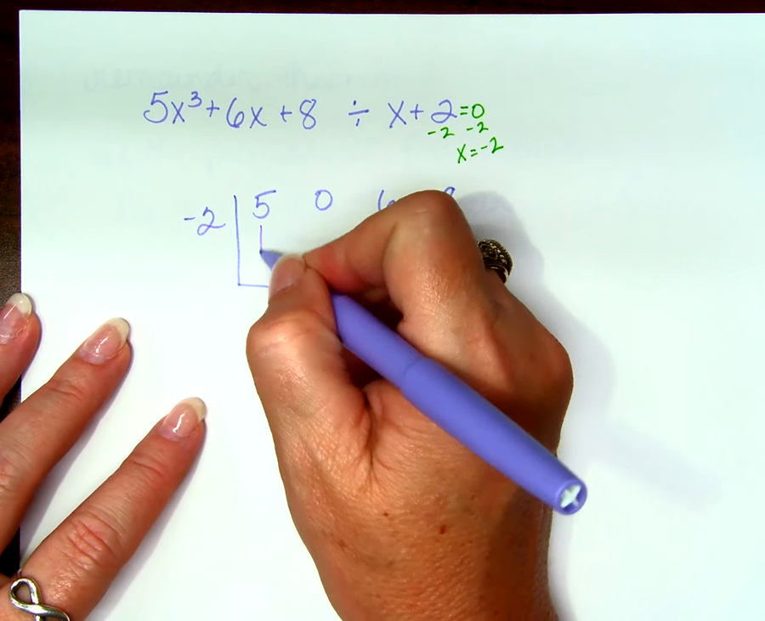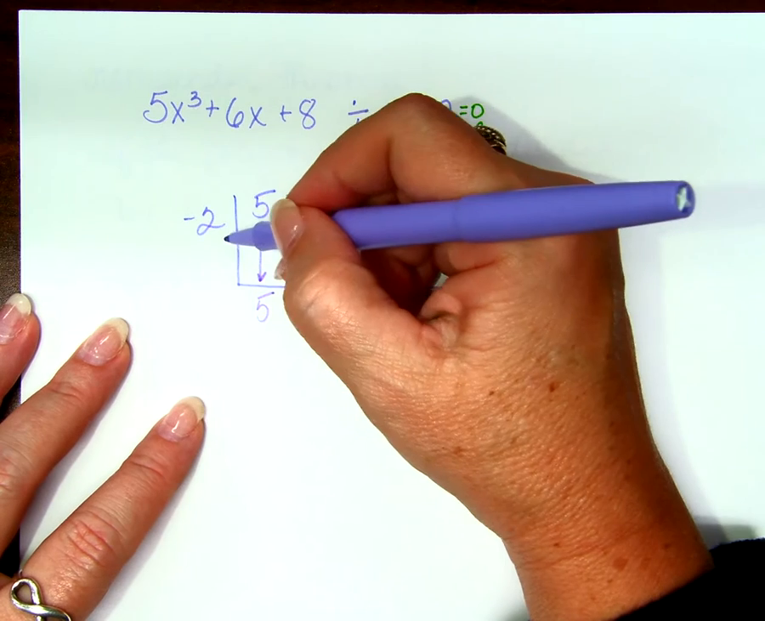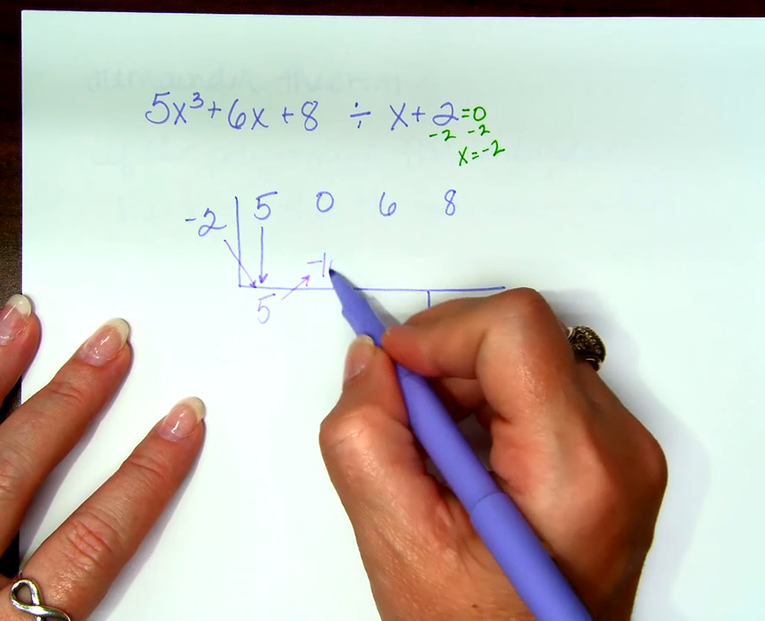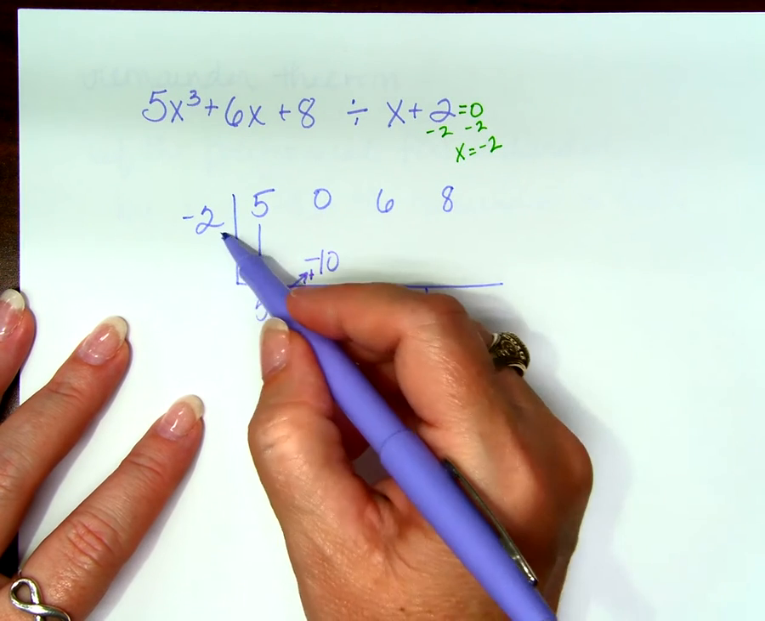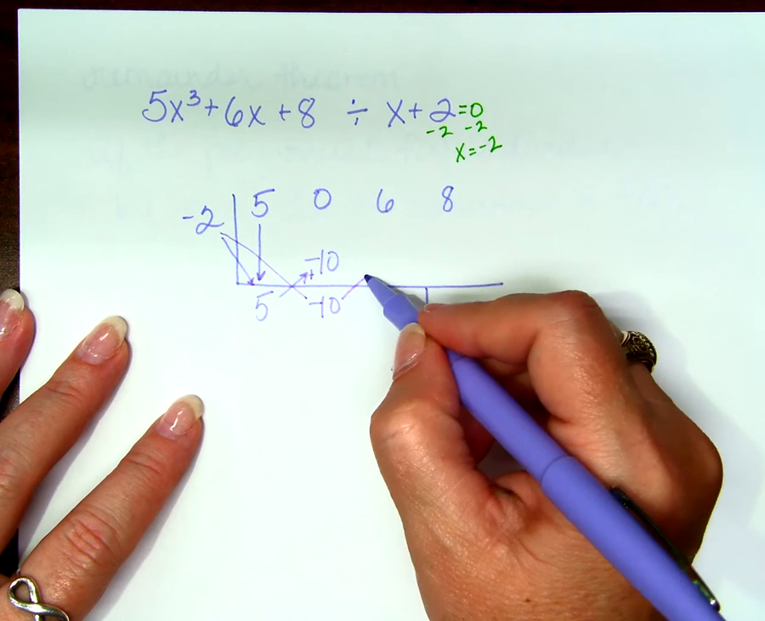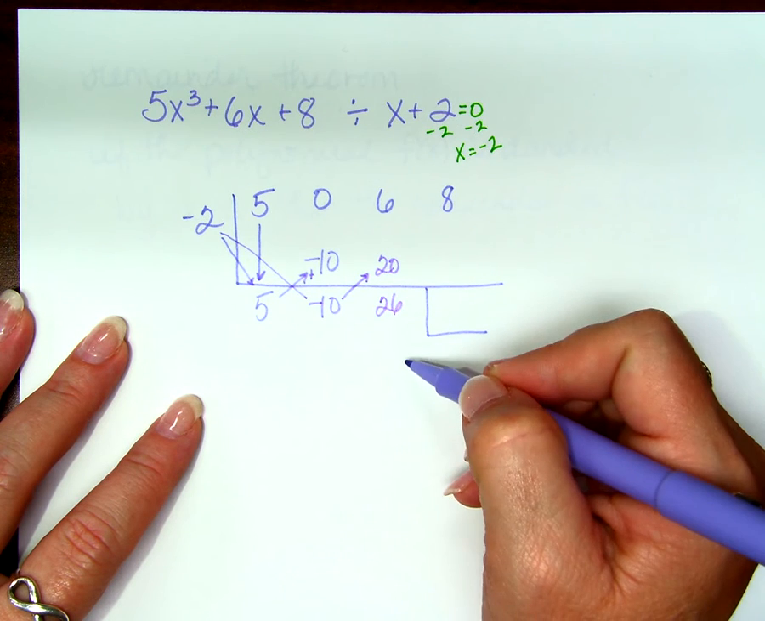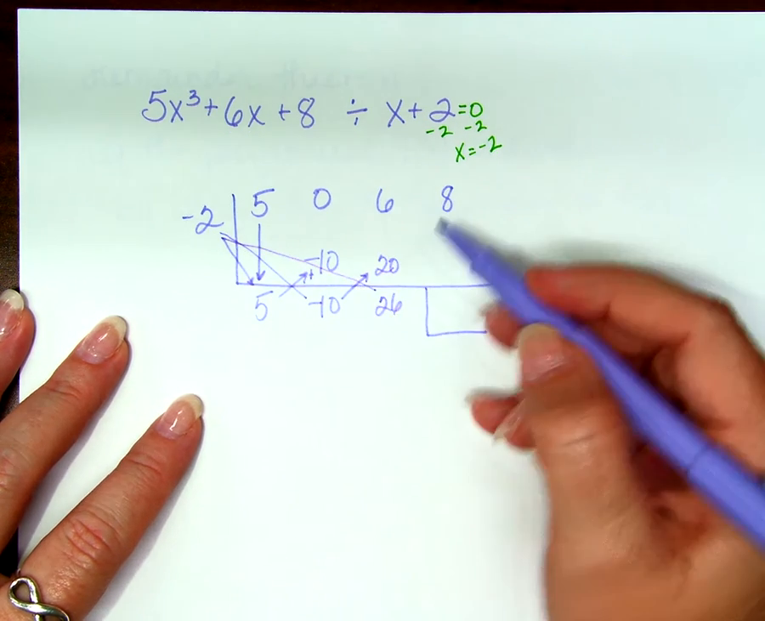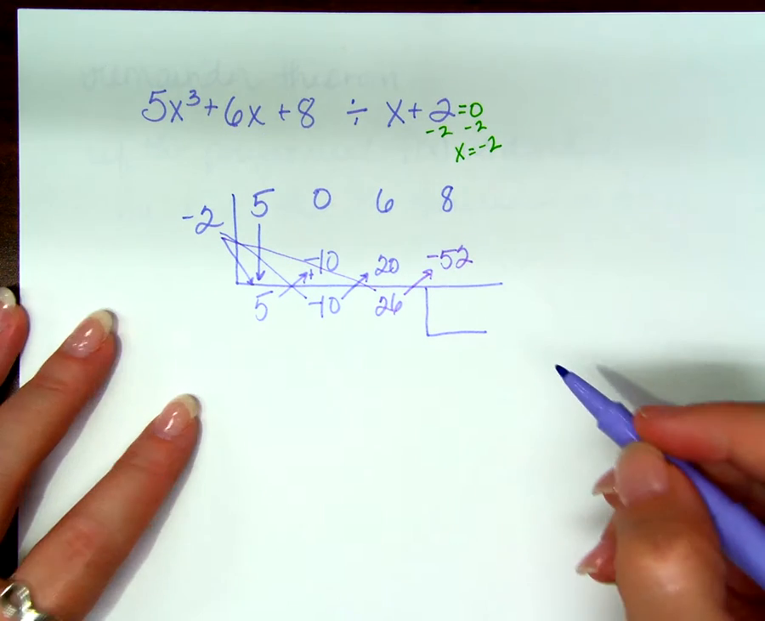Now here's the pattern to remember. Okay? Bring the first term down. No matter what it is, bring it down. Multiply these two numbers. Write the answer right here. And now add. Then start again. Multiply these two numbers. Write it right here, and now add. Multiply these two numbers, write it right here, and now add.